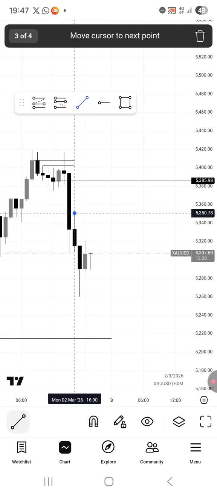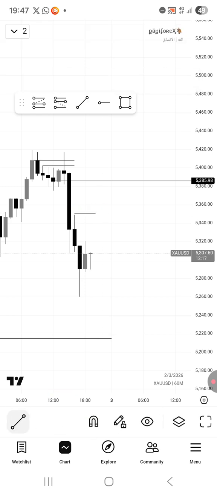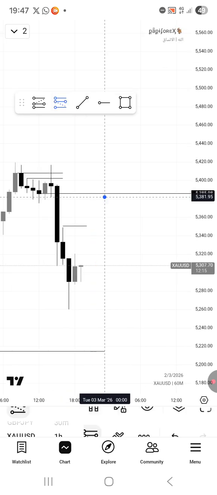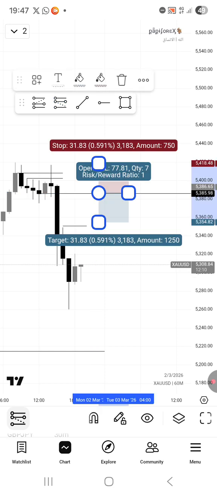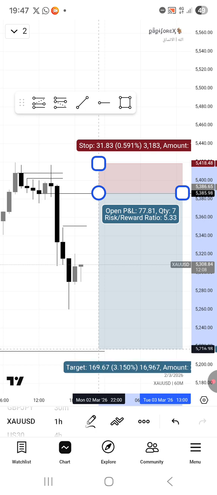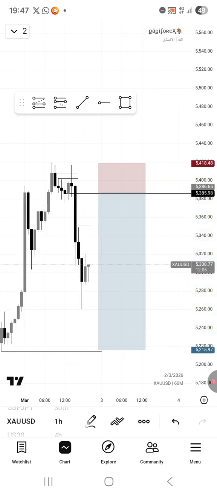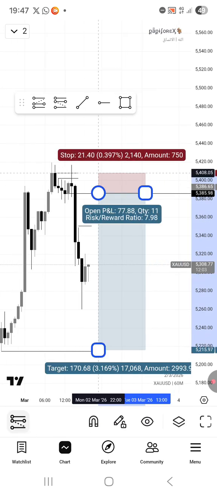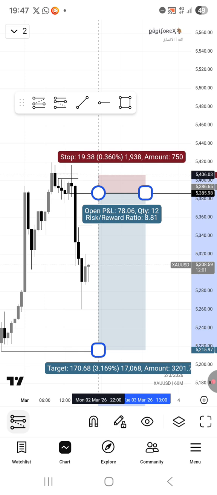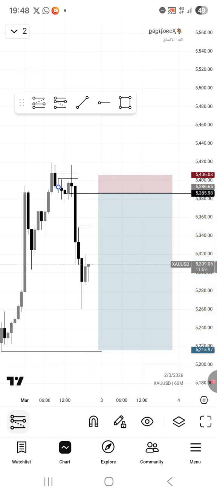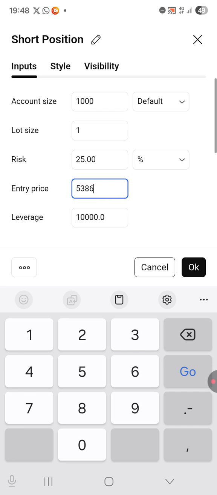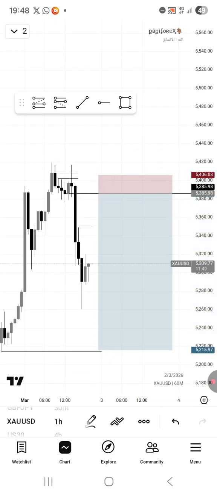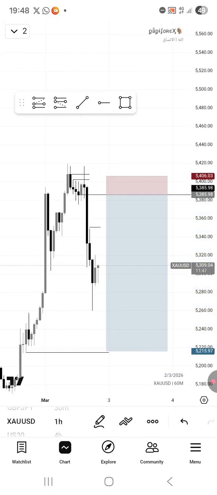So I wait for price to come back to this level to take me in, because I'll be going for a short, a sell. It's just a reversal. We're trading the reversals, to this level.